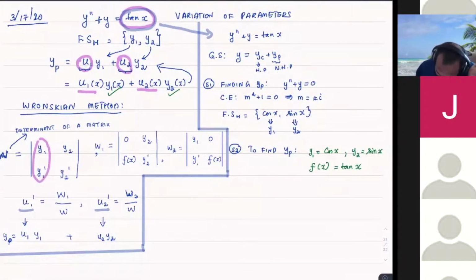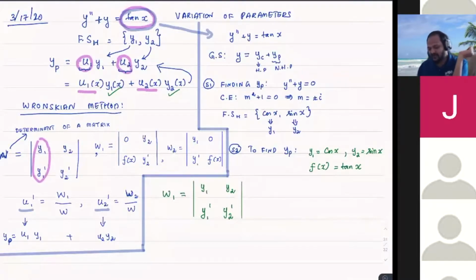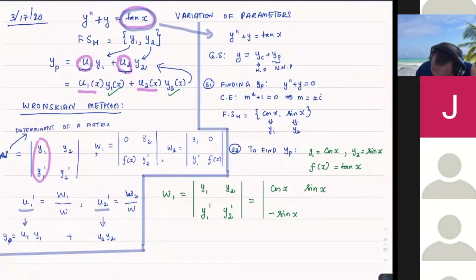What is my w1? Let me write it down just in case. The first row is y1, y2, which, as I said earlier, come from the solutions of the homogeneous version. The second row would be y1 prime, y2 prime. So if I plug it in, I have y1 as cosine x, y2 as sine x. When I find the derivative of cosine, I have negative sine x, and the derivative of sine gives cosine x. You all agree with me?